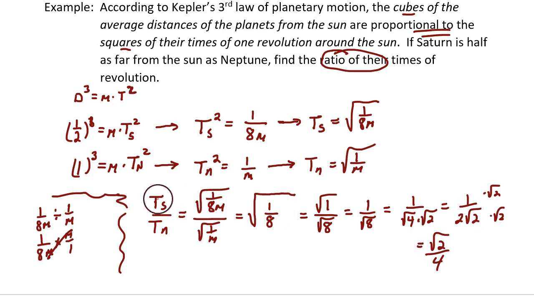We were finding the ratio of the time for Saturn to the time for Neptune. And after several steps of simplifying, our ratio is the square root of 2 over 4. In this lesson, we worked some word problems together that involved radicals. We had to combine our knowledge of science, specifically some math formulas from science, with our knowledge of algebra so that we could simplify our answers.